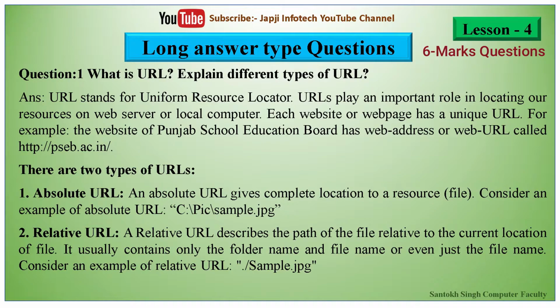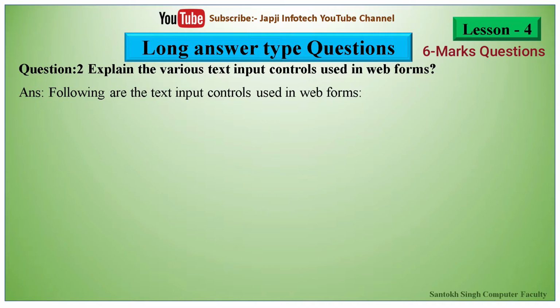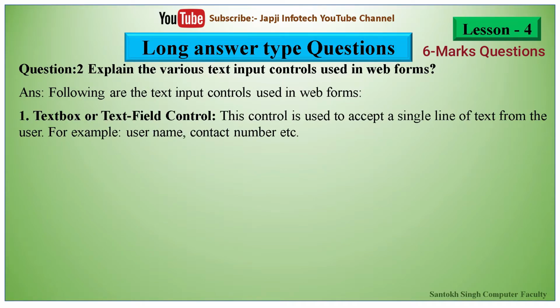Consider an example of relative URL which is ./sample.jpg. And the second question is: explain the various text input controls used in web forms. Following are the text input controls used in web forms. The first one is text box or text field control. This control is used to accept a single line of text from the user, for example, username, contact number, etc.